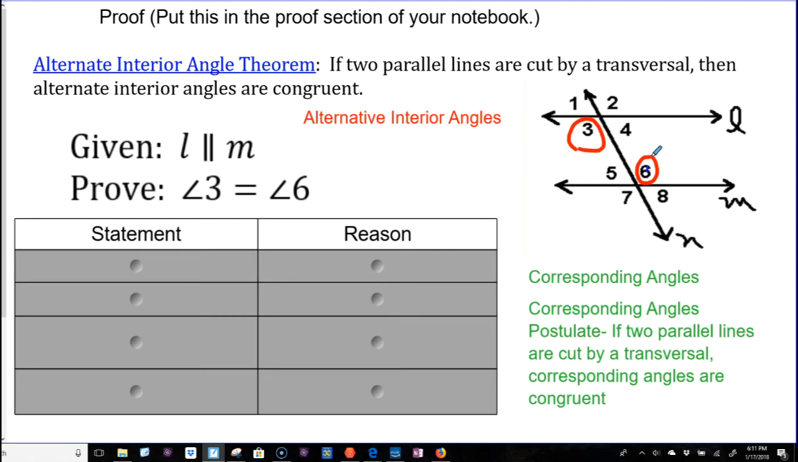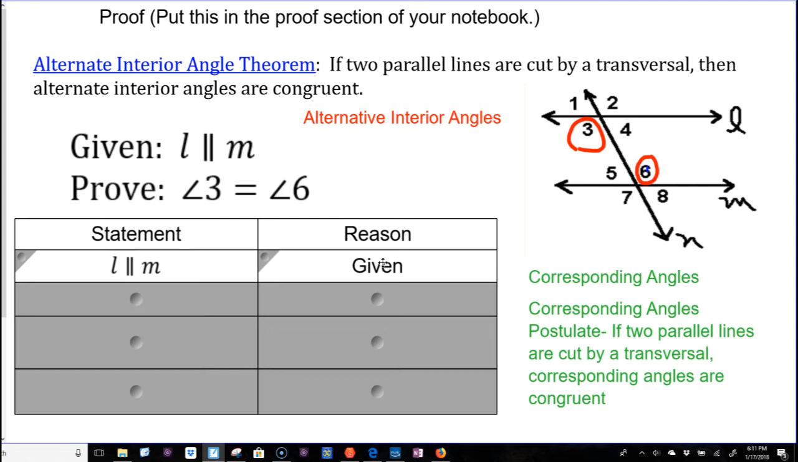The very first thing we're going to do with the statement, and this is going to be 99% of the time what you're doing in a proof. There are going to be some differences where you might have to start with something else, but most of the time you're going to start with something that you're given. So we were given that L is parallel to M, and our reason or justification for that is going to be that we are given that information.